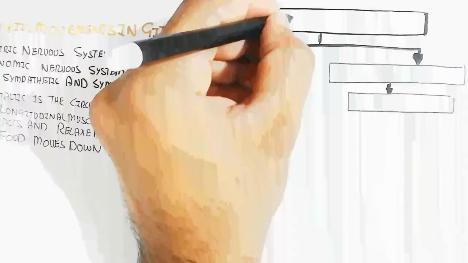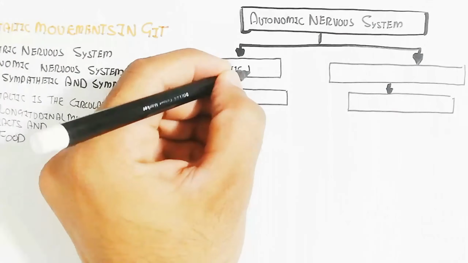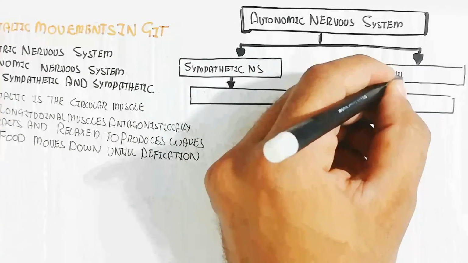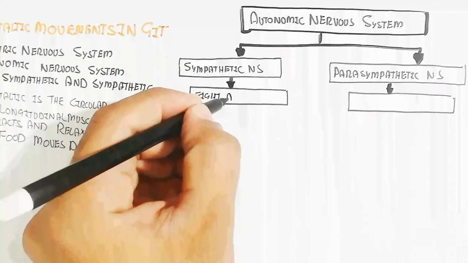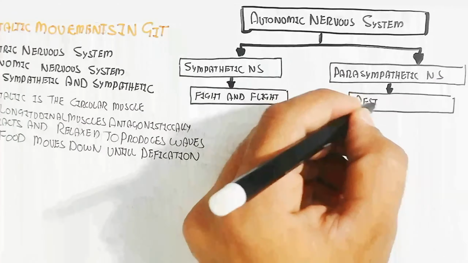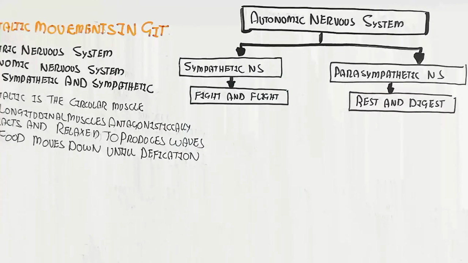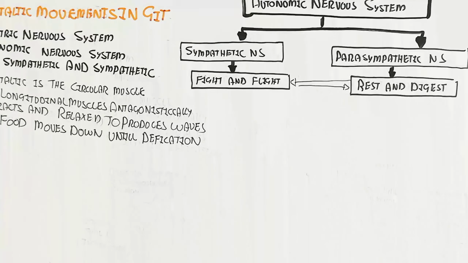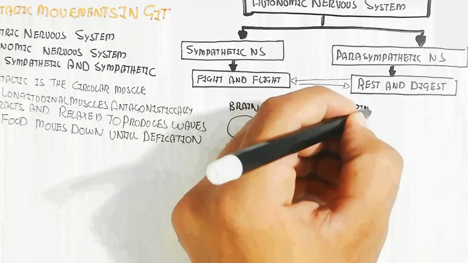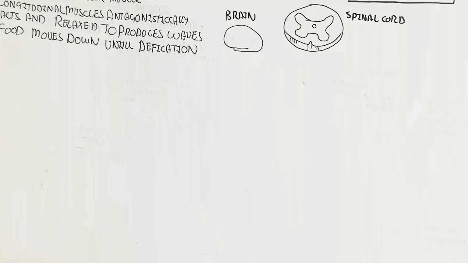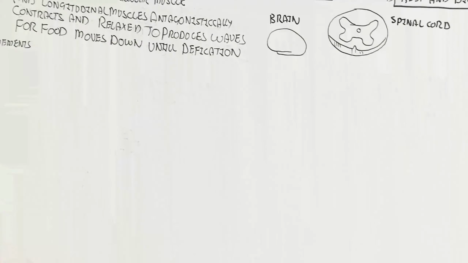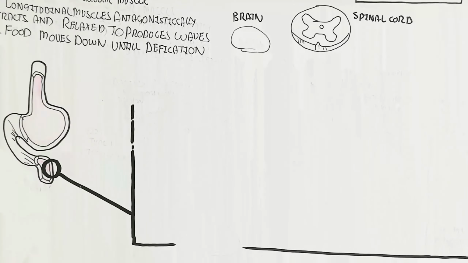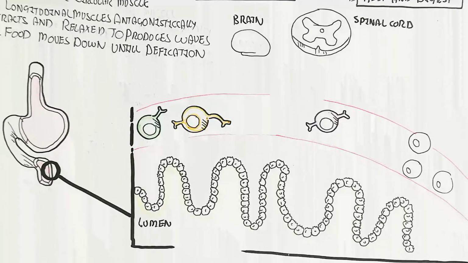Let's understand the further mechanism. It is controlled by the autonomic nervous system, the sympathetic nervous system and parasympathetic nervous system. Whenever the sympathetic nervous system stimulates more, the fight and flight response will lead to antiperistaltic movement. In this way, vomiting can occur. On the other hand, the parasympathetic nervous system will stimulate rest and digest. In this way, digestion will occur. The brain and spinal cord work for it and control it. This is the autonomic movement, remember.